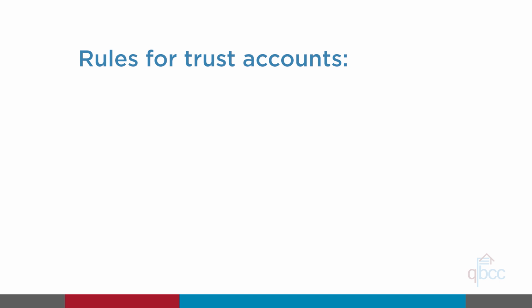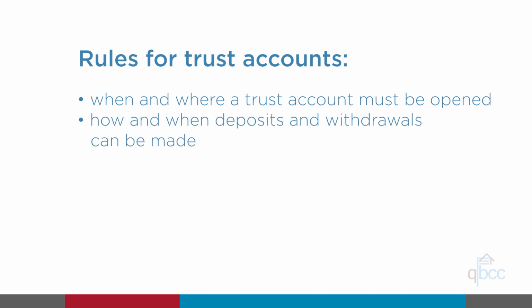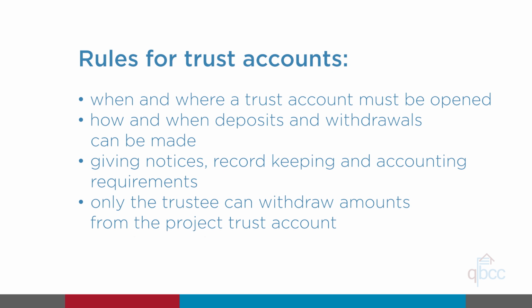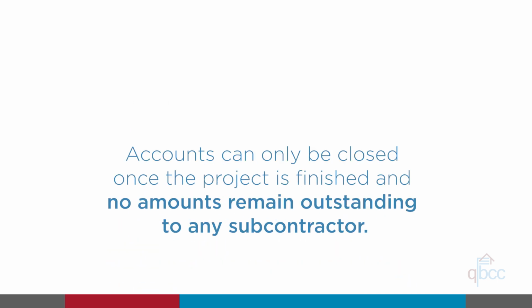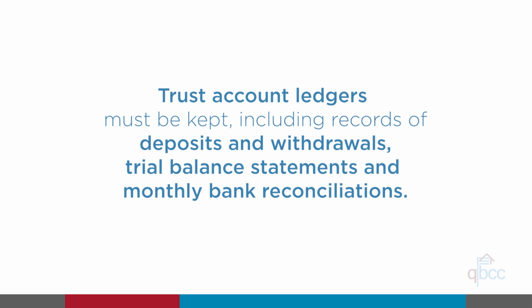There are rules for opening, using, and closing trust accounts, including when and where a trust account must be opened, how and when deposits and withdrawals can be made, giving notices, record keeping, and accounting requirements. Only the trustee can withdraw amounts from the project trust account, and only for specific purposes, including to pay subcontractors and pay themselves if sufficient funds remain. Accounts can only be closed once the project is finished, and no amounts remain outstanding to any subcontractor. Trust account ledgers must be kept, including records of deposits and withdrawals, trial balance statements, and monthly bank reconciliation.